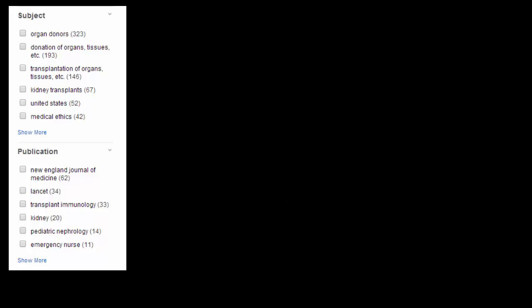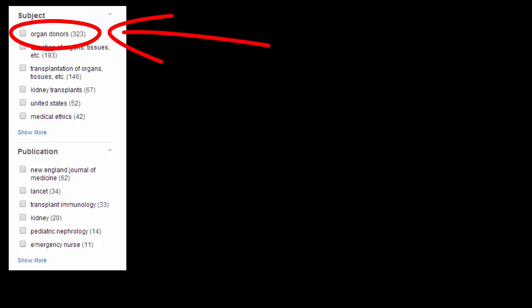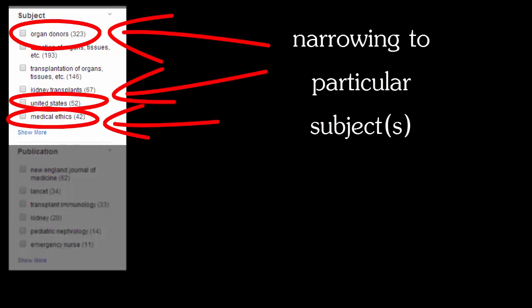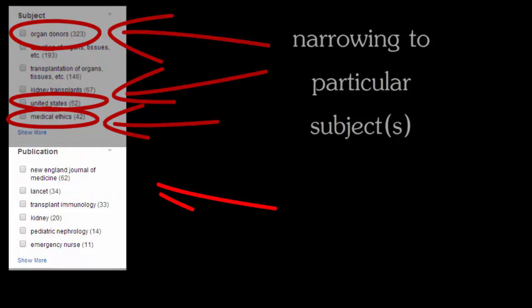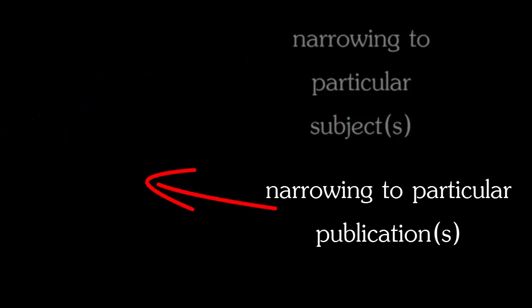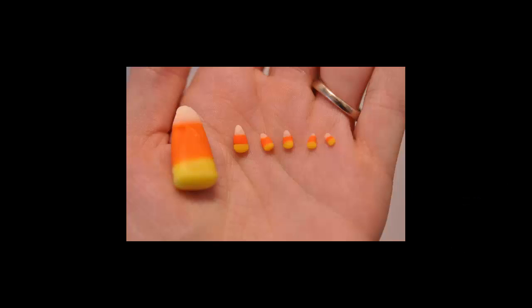And I can still go further. I can look at a particular subject area and particular publications. These are both on the left-hand side of the results page too. I can see that organ donors has 322 results, but that the United States has 52, and medical ethics has 42. The New England Journal of Medicine has 62. So you see there are lots of ways to go about narrowing a search. Let's move on to broadening.